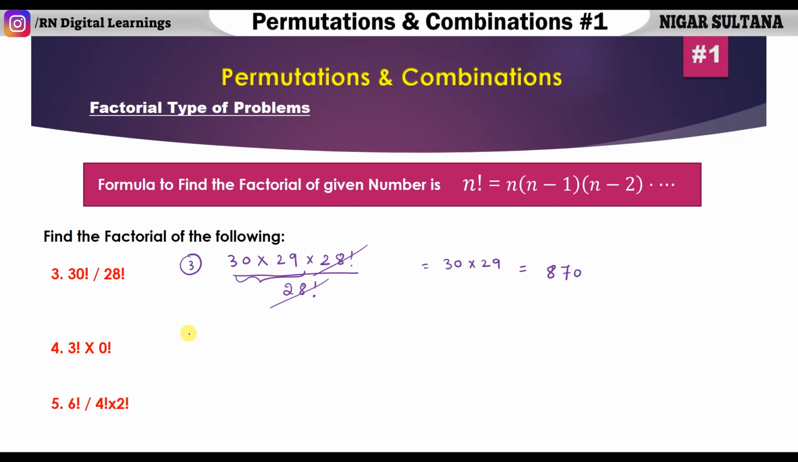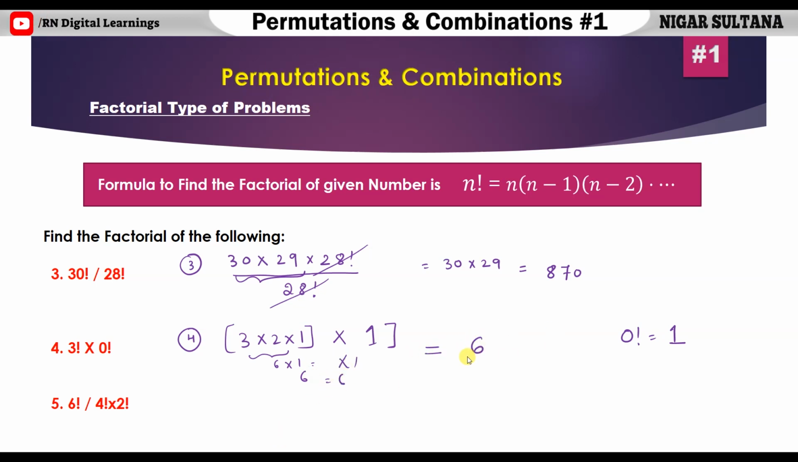Now let's solve the next problem. 3 factorial, that is 3 into 2 into 1, so this is my 1 into 0 factorial. As I have told you in the note itself, 0 factorial is nothing but 1 into 1. Anything multiplied by 1 is the same number, that is 3 2s are 6. 6 into 1 is 6 again. The overall result of this is 6.